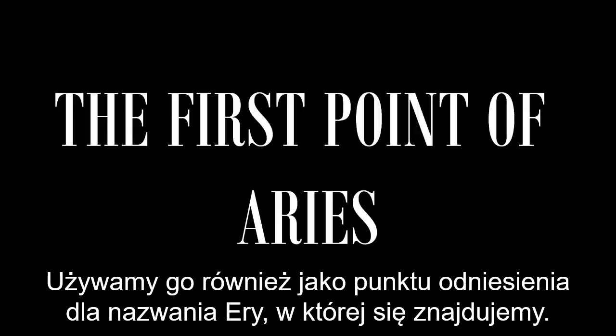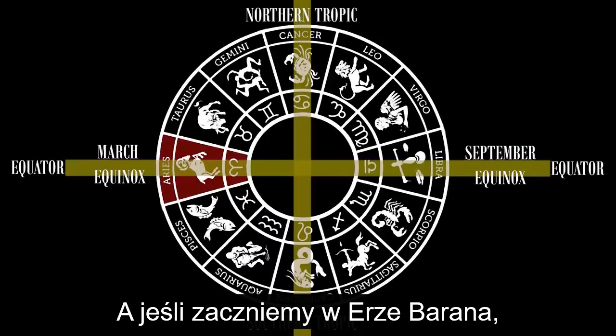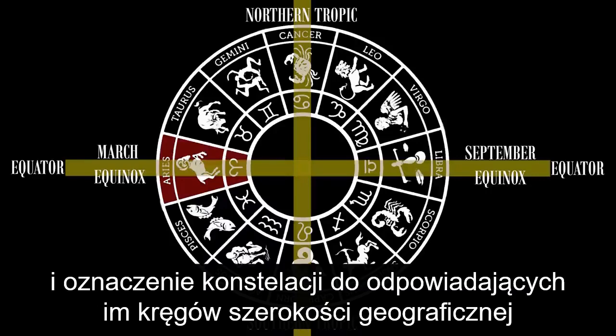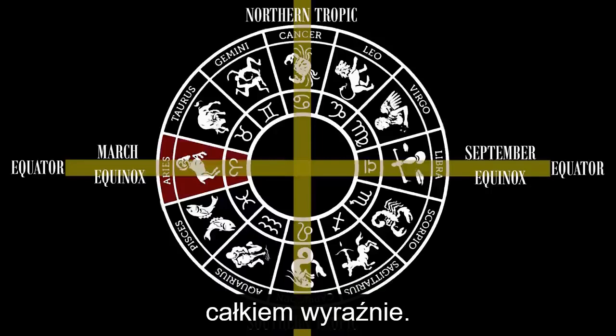We also use it as a reference point for naming the age we are in. And if we start in the age of Aries, we can illustrate the precession of the equinox and the designation of constellations to their corresponding circles of latitude quite clearly.